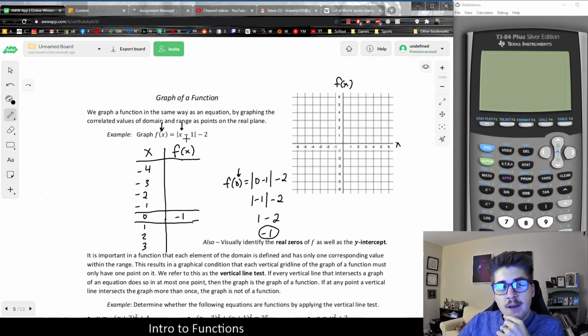So if I plug in 1, that would give me 1 minus 1 is 0. Absolute value of 0 is 0, then minus 2 is -2.